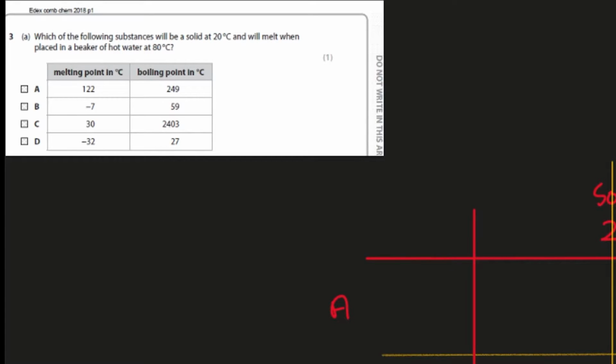The question says, which of the following substances will be a solid at 20 and then melt when placed in the beaker of hot water at 80? So at 20 degrees, we want it to be a solid, and at 80 degrees, we want it to be a liquid because it's melted. So really what we're going to look for is something that goes solid, liquid at those two temperatures.